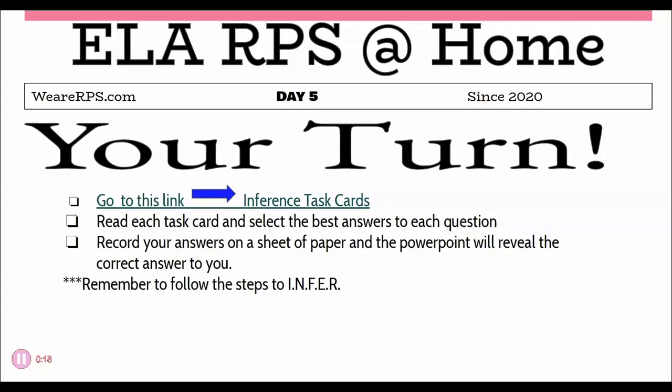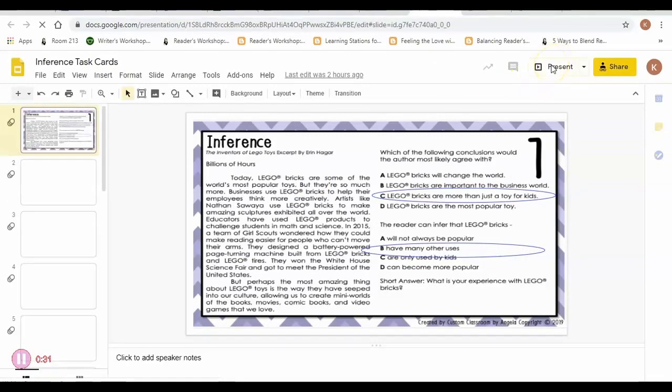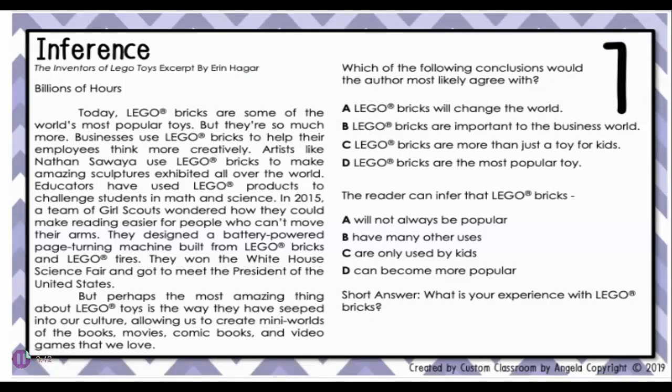Your independent activity for today is inference task cards. You can go through this link or click on them in your activity link. It will bring you to a Google Slides. Make sure you hit the present button, and there you'll see passages and multiple choice questions. On a sheet of paper, record your answers after you read each passage. Before you move to the next slide, the correct answers will be circled for you. So keep score to see how you did. I know you'll do very well because you've done excellent every day this week.